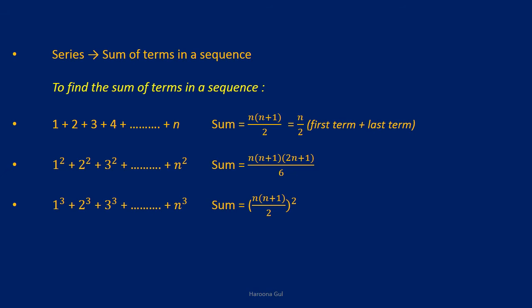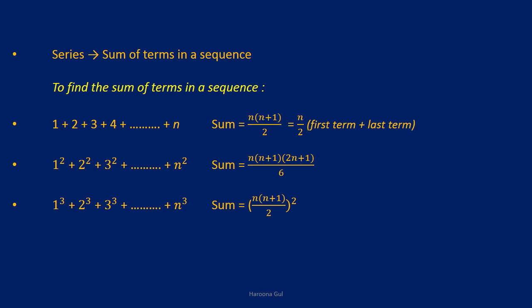On your test, you may come across a question or two to calculate the sum of more than 100 terms in a sequence, which is quite taxing. But you can save your time by knowing a few formulas to help tackle such problems. So to find the sum of the sequence 1, 2, 3, 4, 5 up till n, the sum of terms will be equal to n into n plus 1 divided by 2, which is equal to n over 2 into the first term plus the last term, which is exactly the same formula used to find the sum of terms in arithmetic progression.